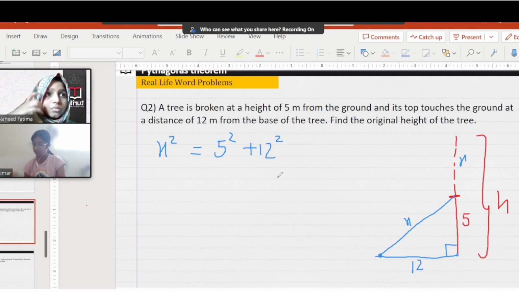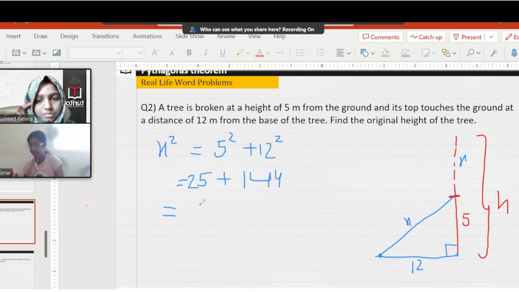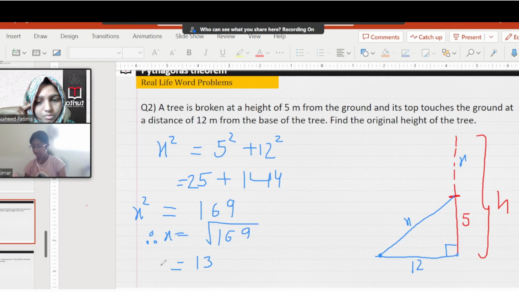5 squared is 25, and 12 squared is 144. So the sum of that is 169. And x is equal to the square root of 169, which is 13. So you got x as 13.